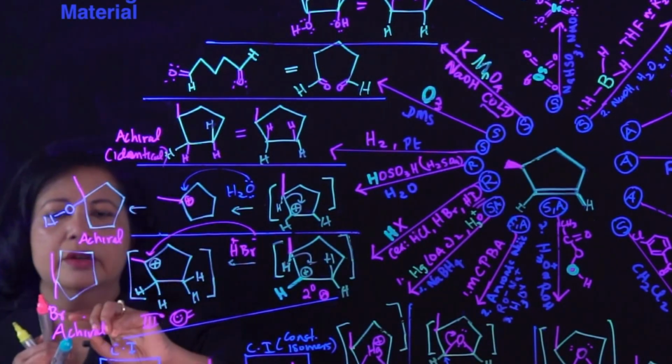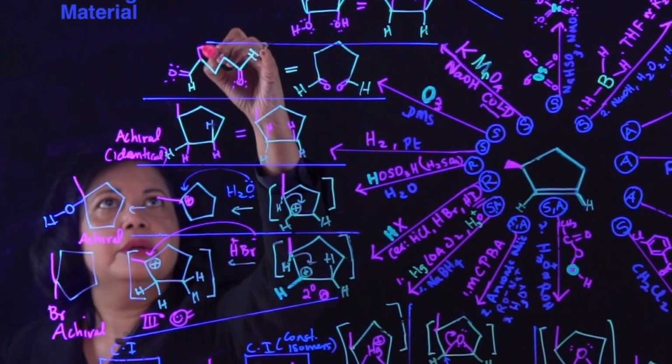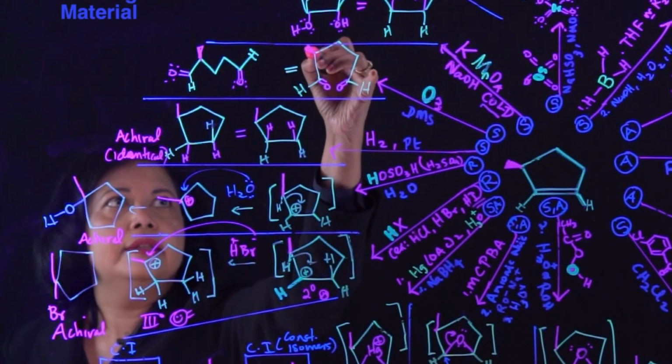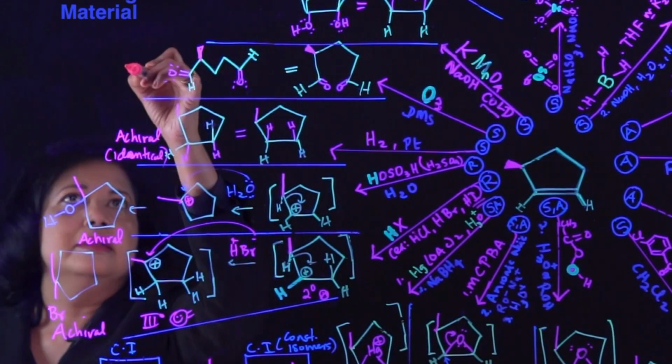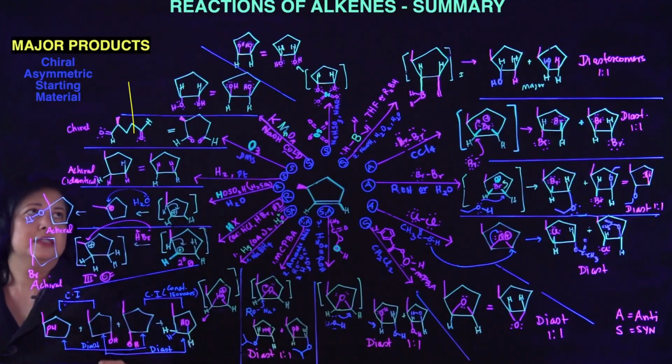What about this? You're going to have a chiral center here. That's not going to go anywhere, and so it will be chiral. This is your major product here, but you don't get enantiomers.